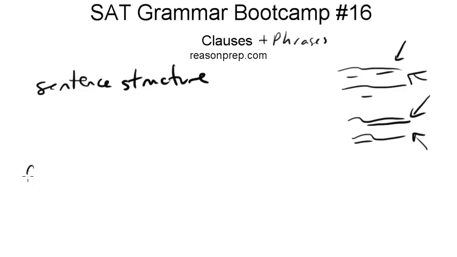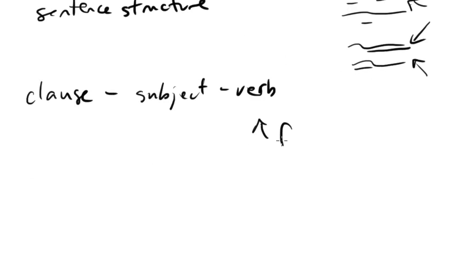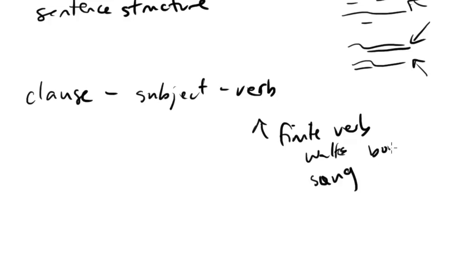So first, what is a clause? Simply put, a clause is any group of words that contains a subject and a verb, a subject-verb relationship. In other words, it contains a finite verb. If you remember back to our verb discussion, a finite verb is a verb that's been conjugated. So: walks, sang, bought, fights, whatever. Or even bite. Any verb that's been conjugated with a subject. So that clause contains that.